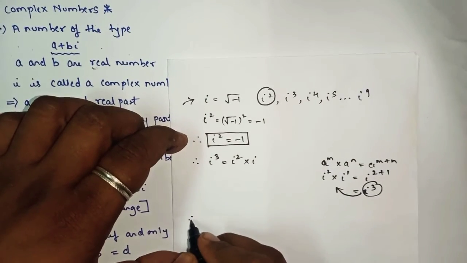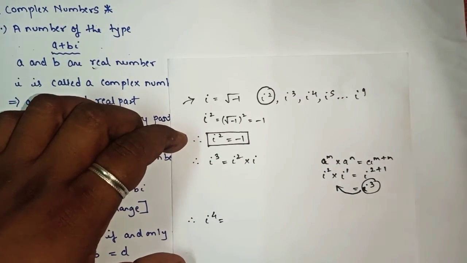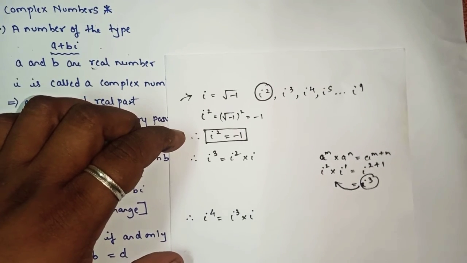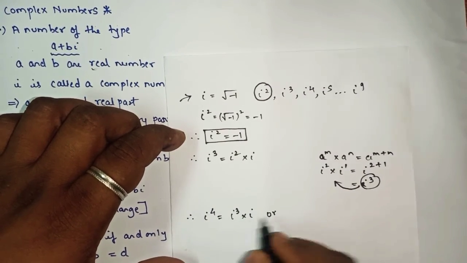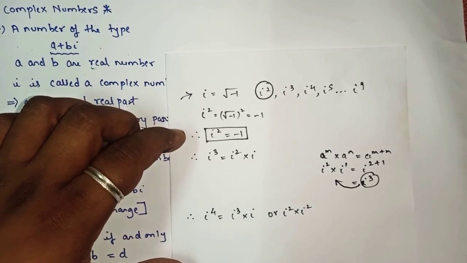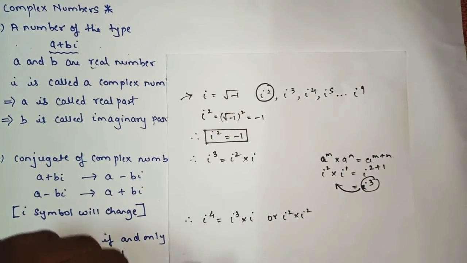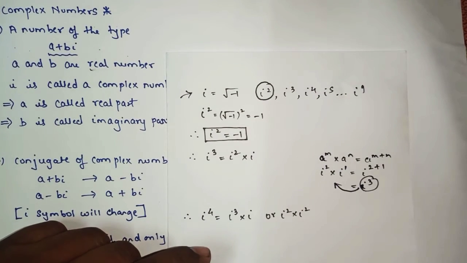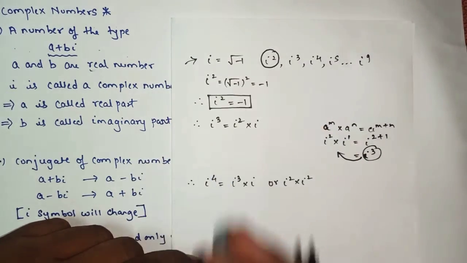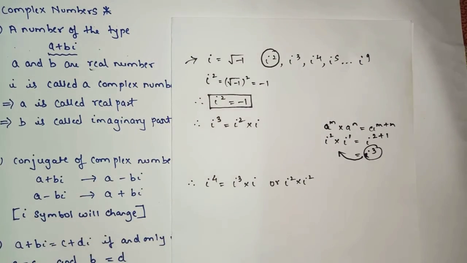So you must know how to break this value. Suppose I say I raised to 4. You can write I raised to 4 as I cube into I, yes or no? Or else you can write I raised to 4 as I square into I square. Now it is up to you how you will break the values and find your answer. I'm just showing how to generate, how to create the values of I. This is the first important concept, where you must know how to find the value of I.